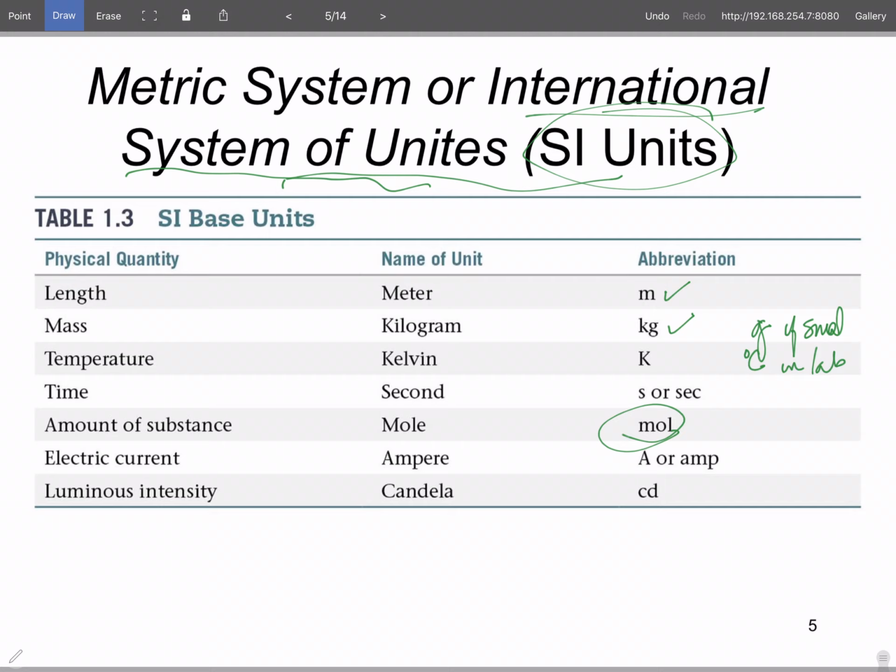Electric current is an ampere. If you go on to 1212, we will deal with that. Luminous intensity is a candela, and we don't use candelas. It's just fun to say. So there's your basic units, but we're going to use these in a variety more.